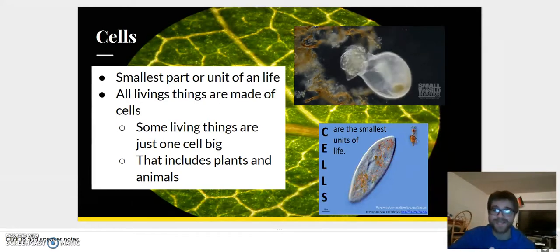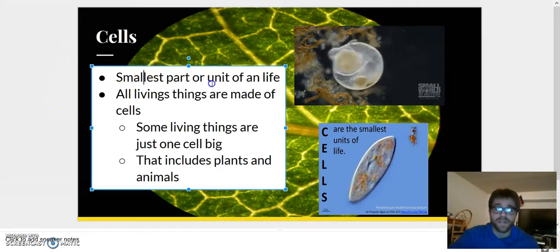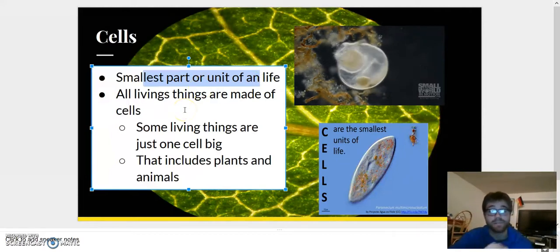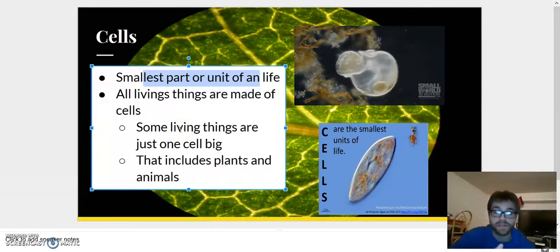Cells! Your whole quiz is about cells. Cells are the smallest unit of life. All living things are made out of cells. Some things are just one cell big, and many things, like plants and animals, are made up of many cells.